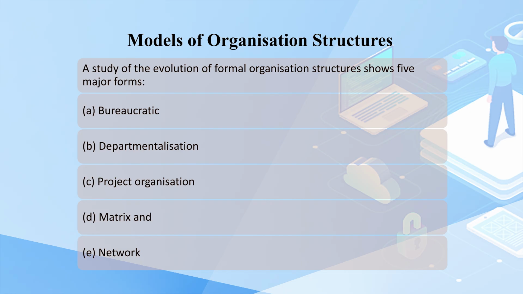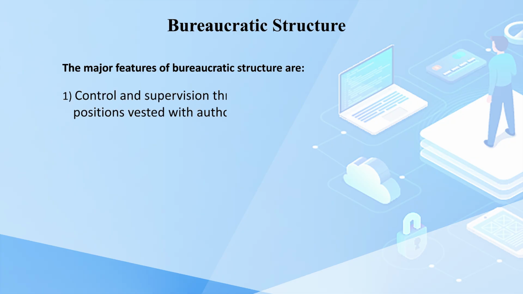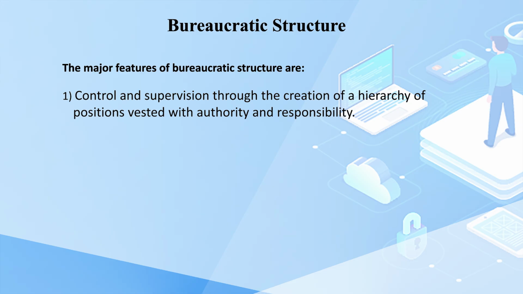Bureaucratic structure: what is a bureaucratic structure? We all know what a bureaucratic structure is. The major features of the bureaucratic structure are control and supervision through the creation of a hierarchy of positions vested with authority and responsibility. So these are very, very important aspects of any bureaucratic structure.